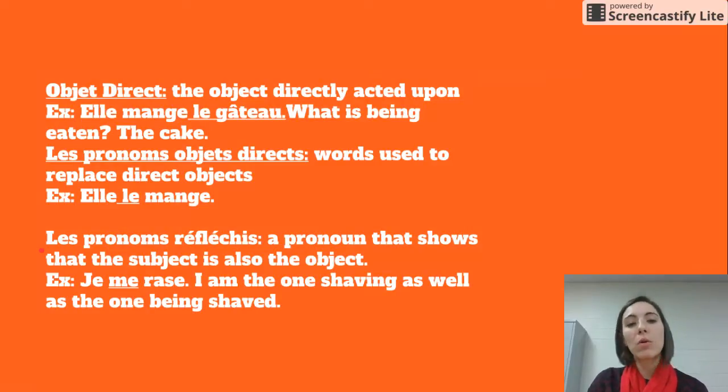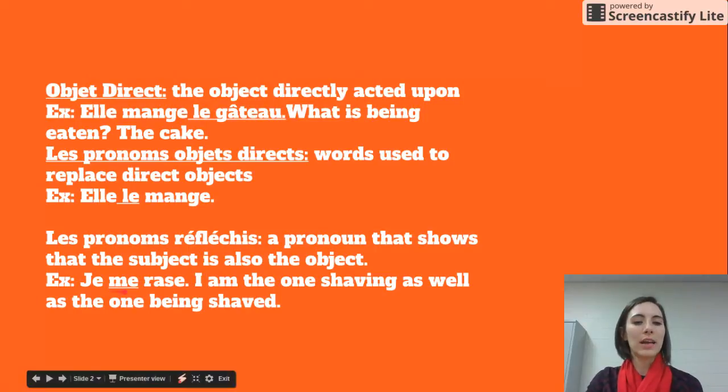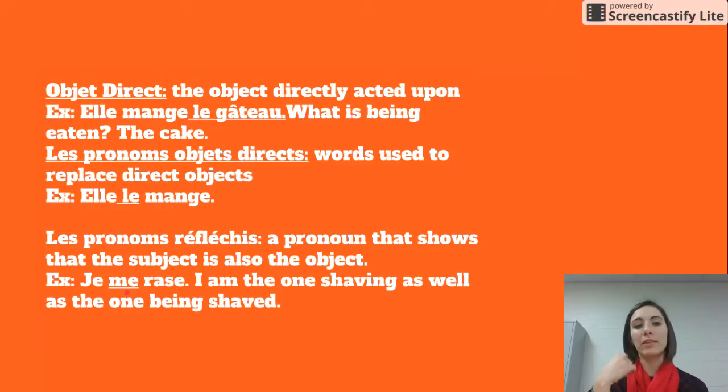Then we have our pronom réfléchi, which is a pronoun that shows that the subject is also the object of the verb. So if we see right here, je me rase, I am the one shaving as well as the one being shaved, because I'm shaving myself. Our pronom réfléchi can only be people, because the people are the ones doing the actions to themselves.